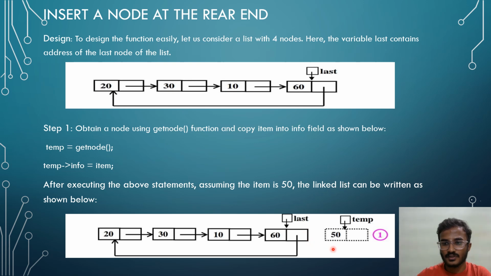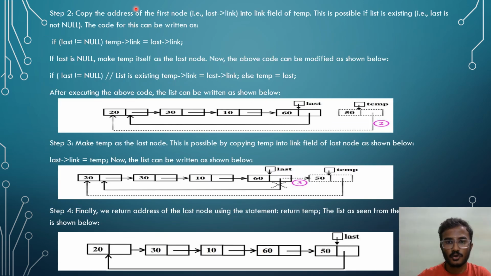We have to insert this new node temp at the rear end of the circular singly linked list. In step 2, we have to copy the address of the first node into link field of temp. This is possible if list is existing. The code for this can be written as: if last is not equal to null, temp link is equal to last link. If last is null, make temp itself as the last node.